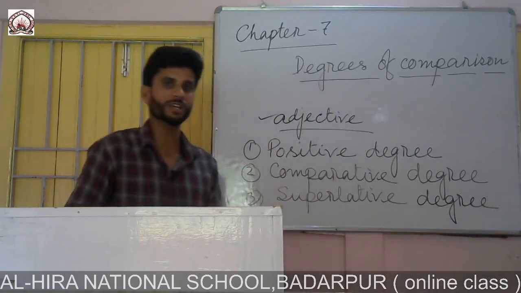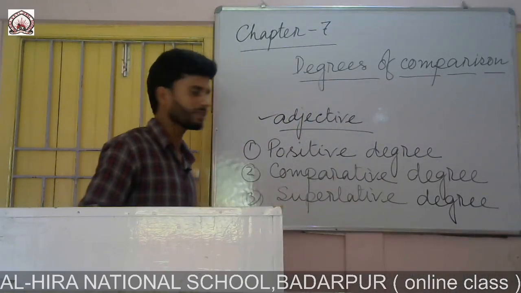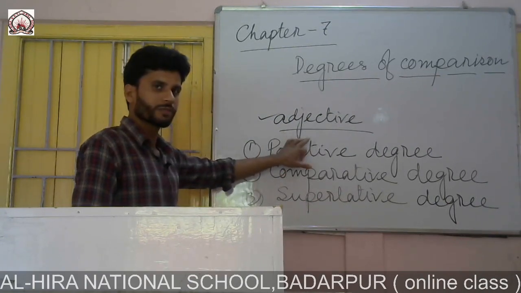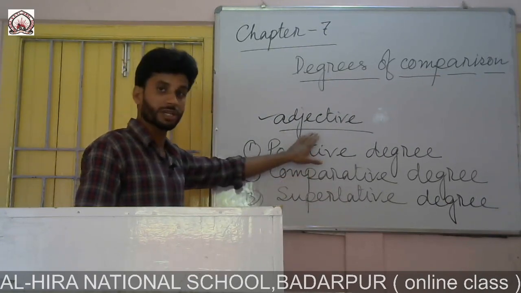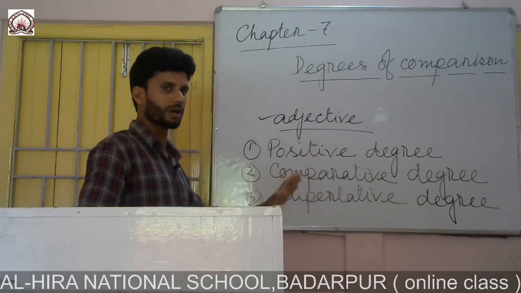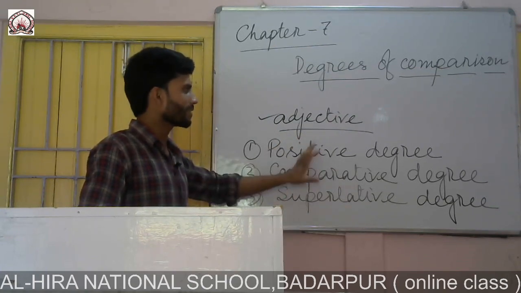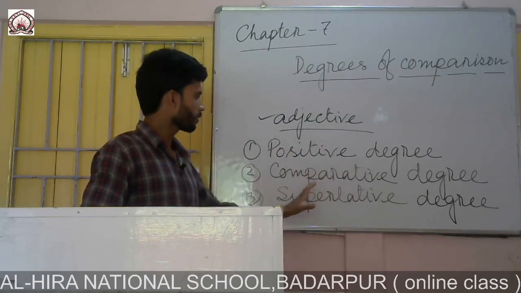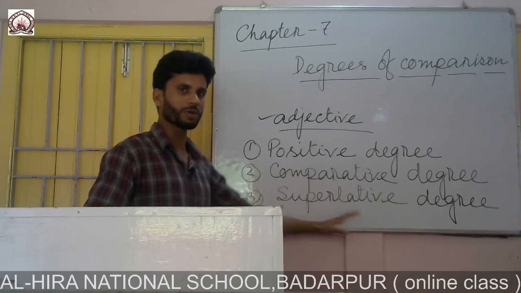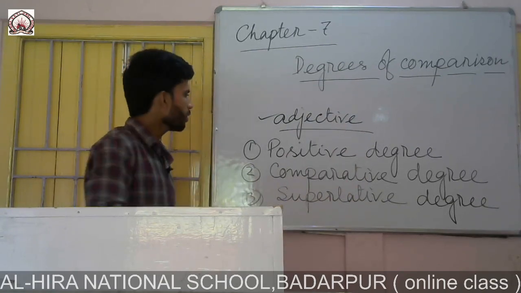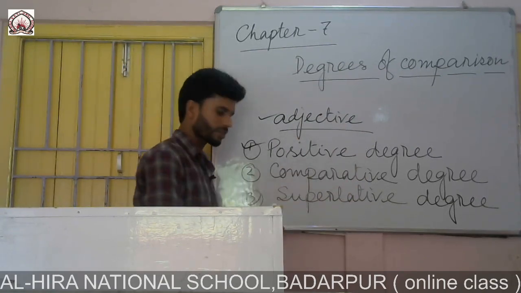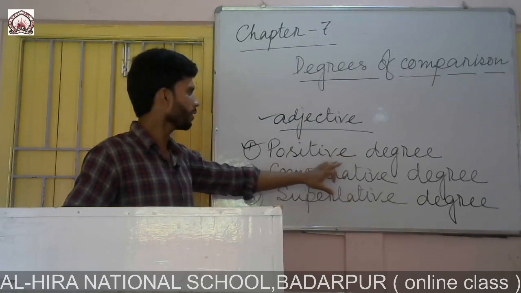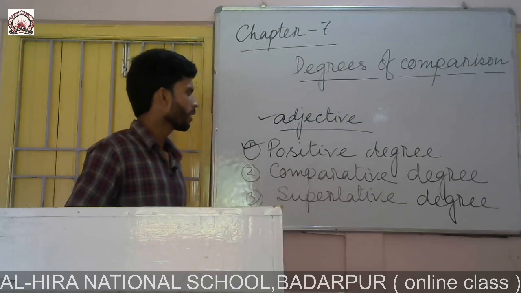So you try to understand this nicely. This is a very important topic. An adjective is a word that describes the quality of a noun or pronoun. An adjective has 3 degrees of comparison. The first one is positive degree, then comparative, and then superlative. So what do we mean by positive degree? Let's try to understand first, and when the positive degree is used.